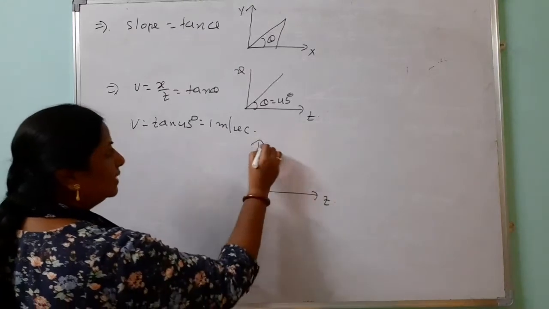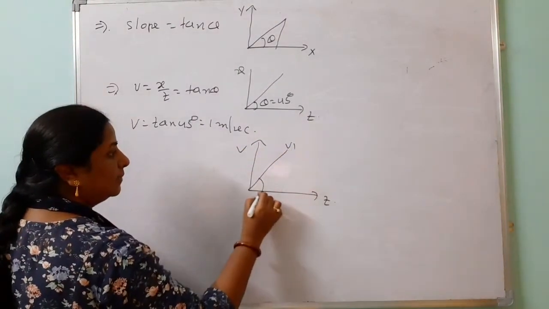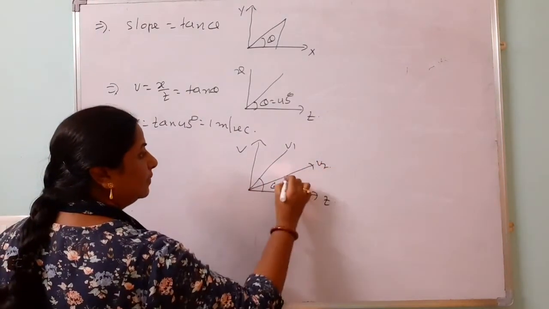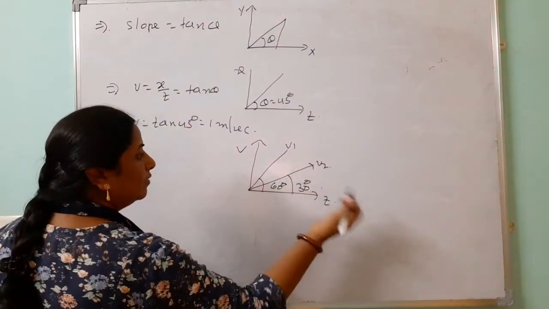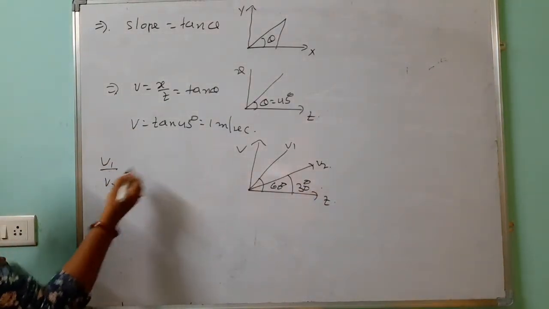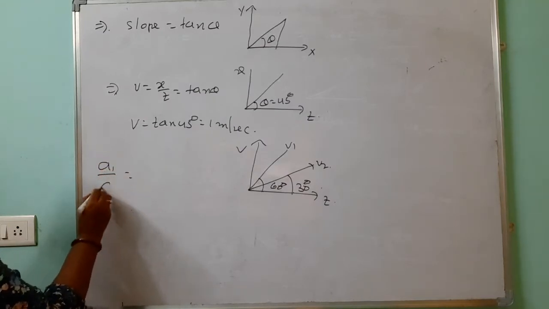Like that, this is the time and this is the velocity. V1 is at 60 degrees, V2 is at 30 degrees. Find the ratio of V1 and V2. V1 by V2 is what? This is acceleration. Find the ratio of accelerations.